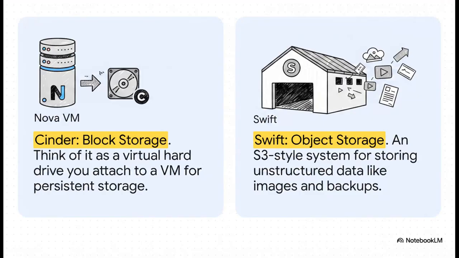When it comes to storage, OpenStack gives you two main flavors. On the left, you have Cinder, which provides block storage. The best way to think about this is as a virtual hard drive, kind of like AWS's EBS.